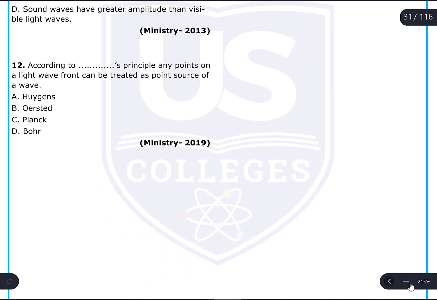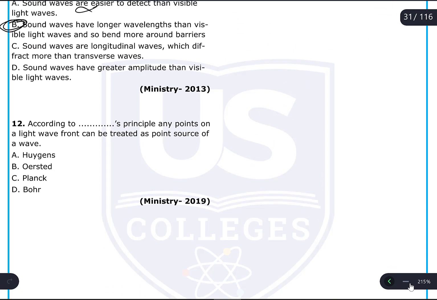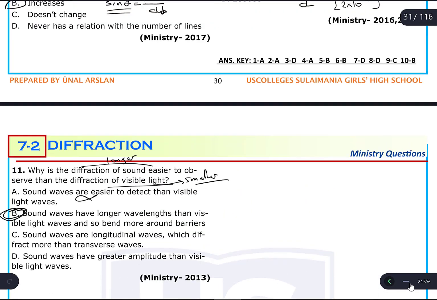Question number 12. According to blah blah principle, any point on a light wavefront can be treated as a point source of the wave. This principle is called Huygens principle. So this is all about the diffraction.